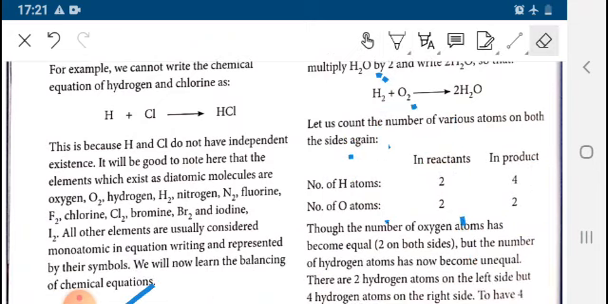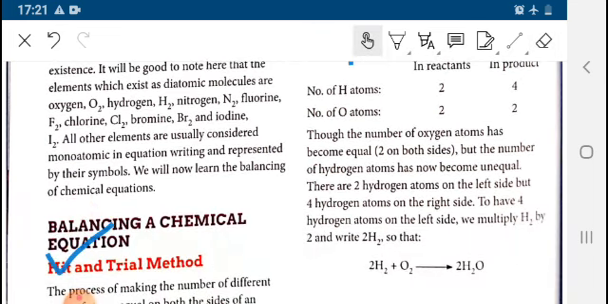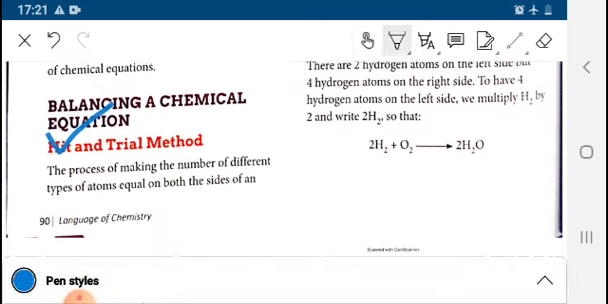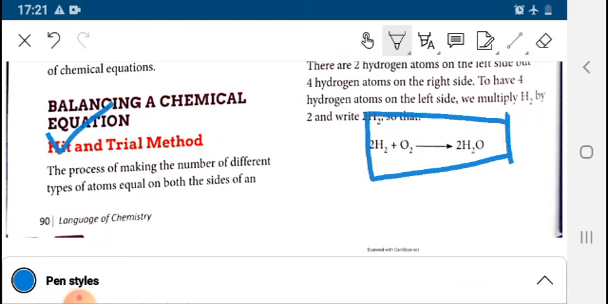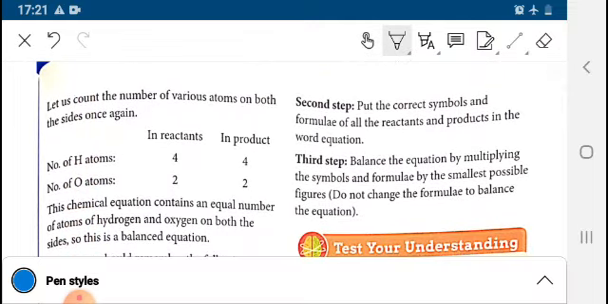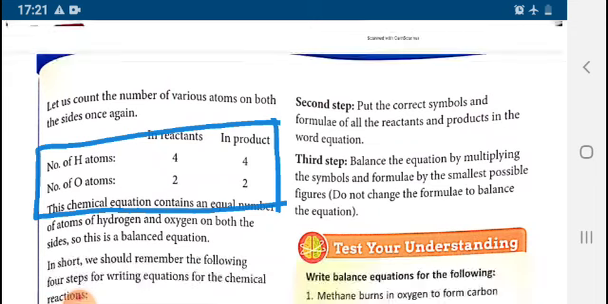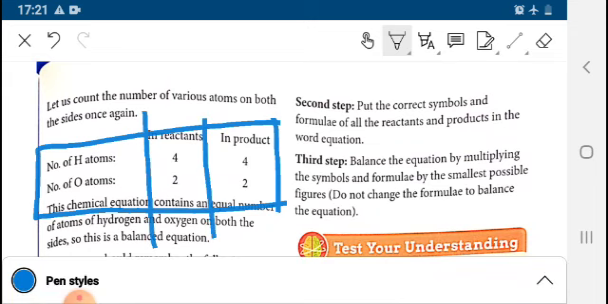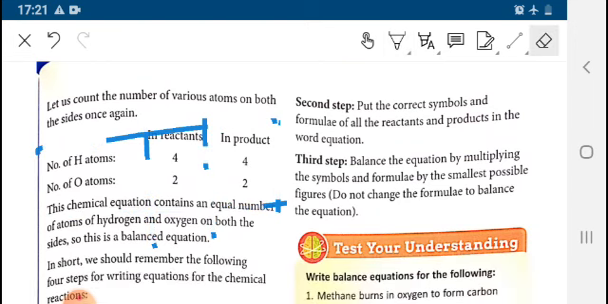So we do not know beforehand what number will come there. We are just trying the hit and trial method. Now see the answer: 2H2 plus O2 gives 2H2O. You can see the stoichiometry: on the reactant side hydrogen atoms 4, on the product side 4; oxygen atoms 2, on the right side 2. So the reaction is balanced.